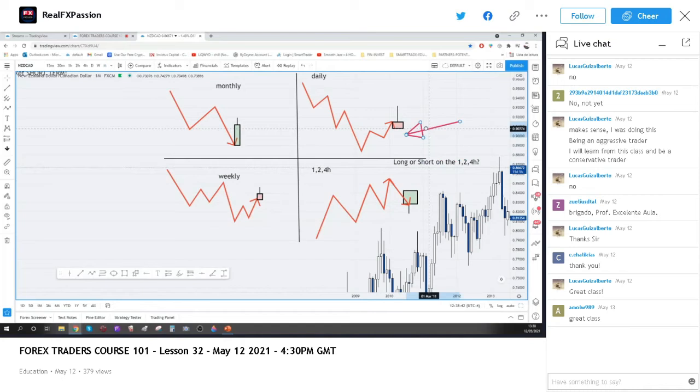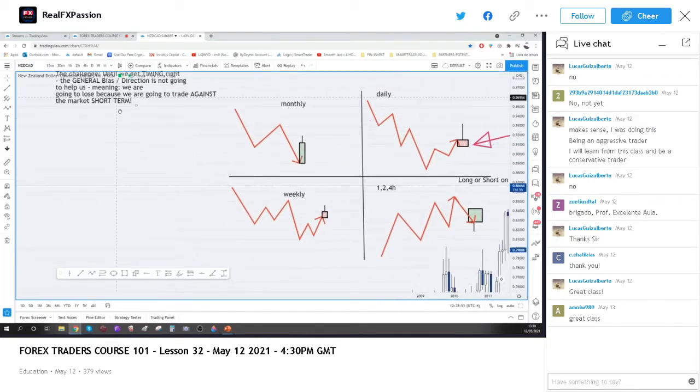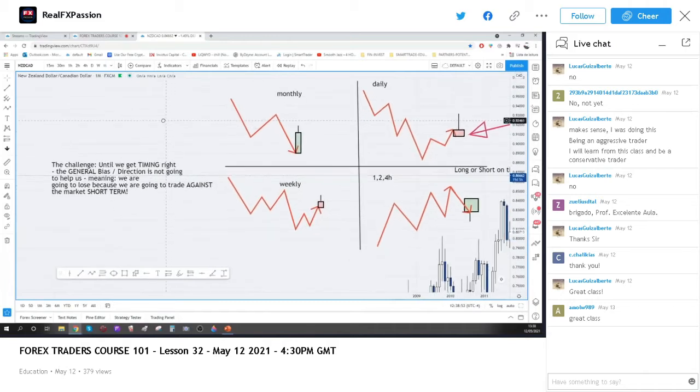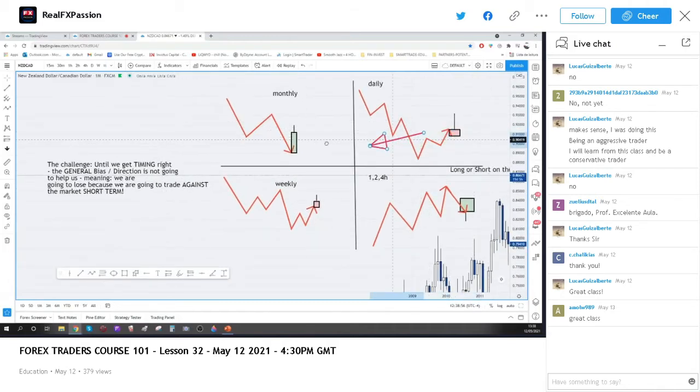And the next question is, anybody that wants to short the market? Anybody wants to short the market? And this is the challenge for the beginner traders, everybody. The challenge is until we get timing right, the general bias, the direction is not going to help us, meaning we are going to lose because we are going to trade against the market short term, right?